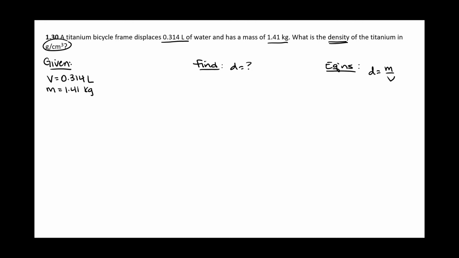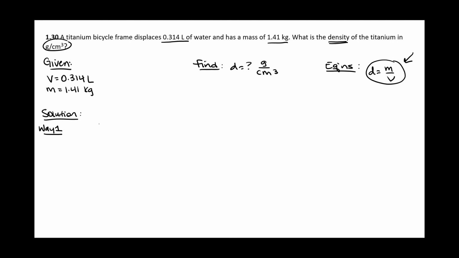I am going to make one additional note. They're asking for the density in grams per cubic centimeter. That is important because if we're looking at what we're given, kilograms and liters, that's not grams and cubic centimeters. So we're going to have to do a little bit of conversions. I'm going to show you 2 ways that you can go about getting those conversions. Way 1.